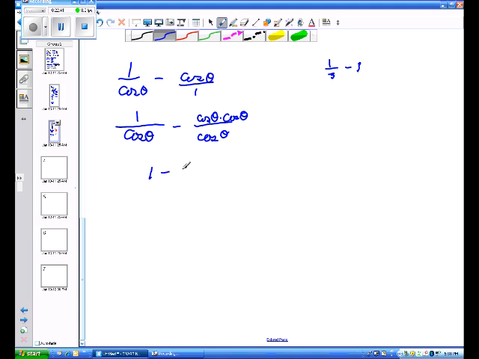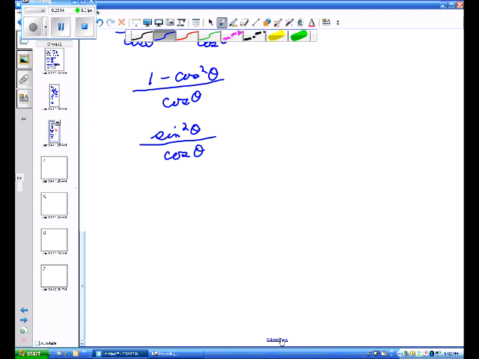And we end up with 1 minus cosine squared theta over cosine. Now, our Pythagorean identity, I see a 1 and a cosine squared. I know sine squared plus cosine squared is 1. So sine squared would be 1 minus cosine squared. So we could simplify this down to sine squared over cosine theta. And so we've got it, we've done our subtraction.